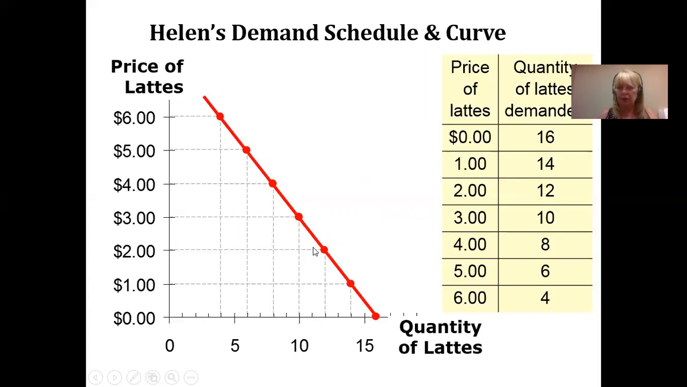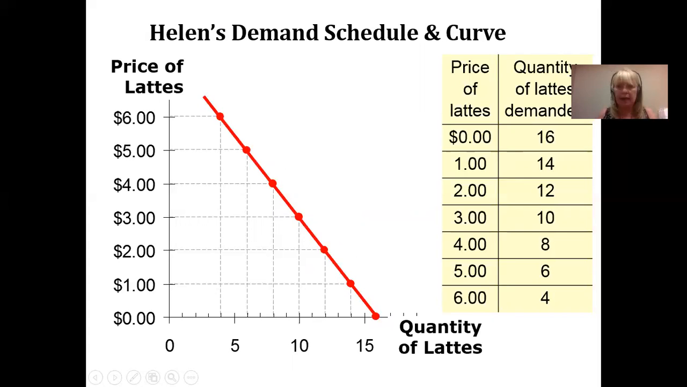Every point on here represents a unique combination of price and quantity. These are the named points, and they appear in our schedule, but in fact, there are other points in between here that are not named. All of those myriad of points represent a unique combination of price and quantity. So this is Helen's demand.